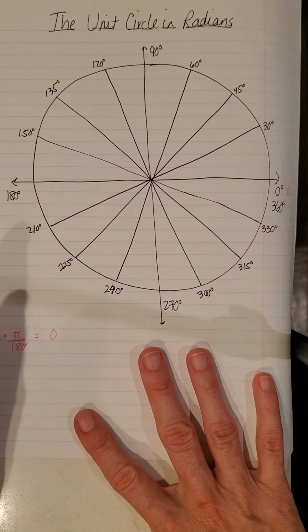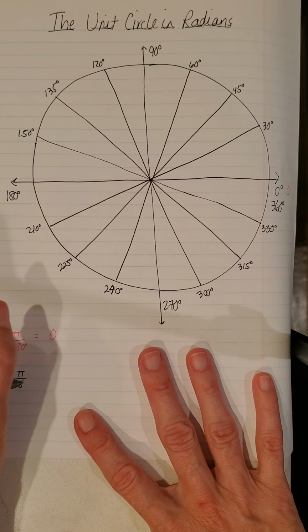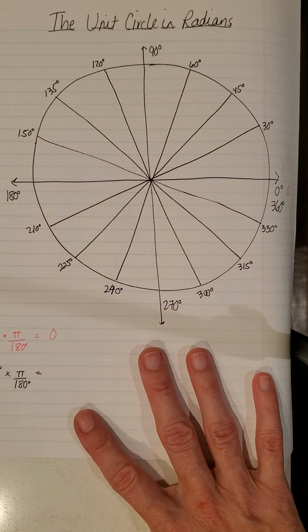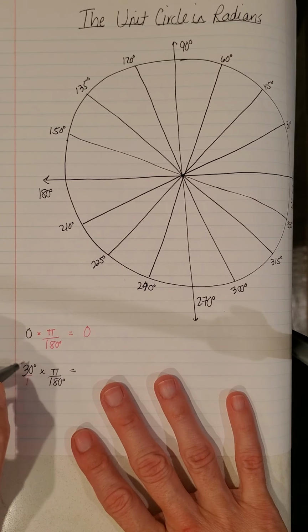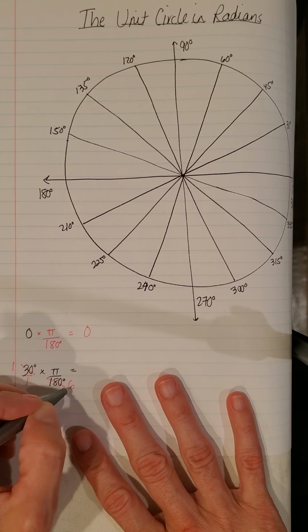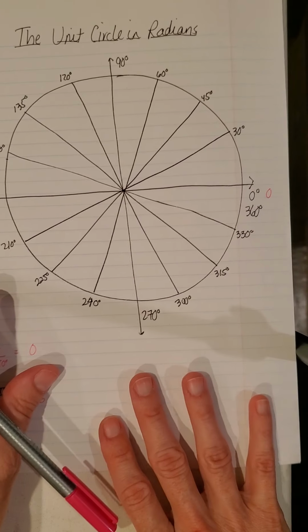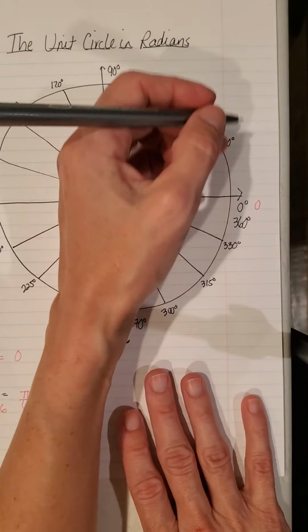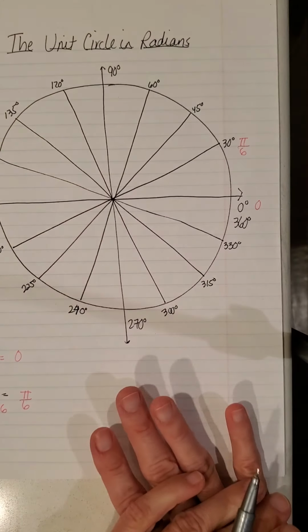Then I'm going to convert 30 degrees into radians. I'm going to multiply it by pi over 180, and then simplify. I'm going to do some cross-canceling. 30 goes into itself once. It goes into 180 6 times, so I get pi over 6. And then I write that next to 30 degrees: pi over 6.